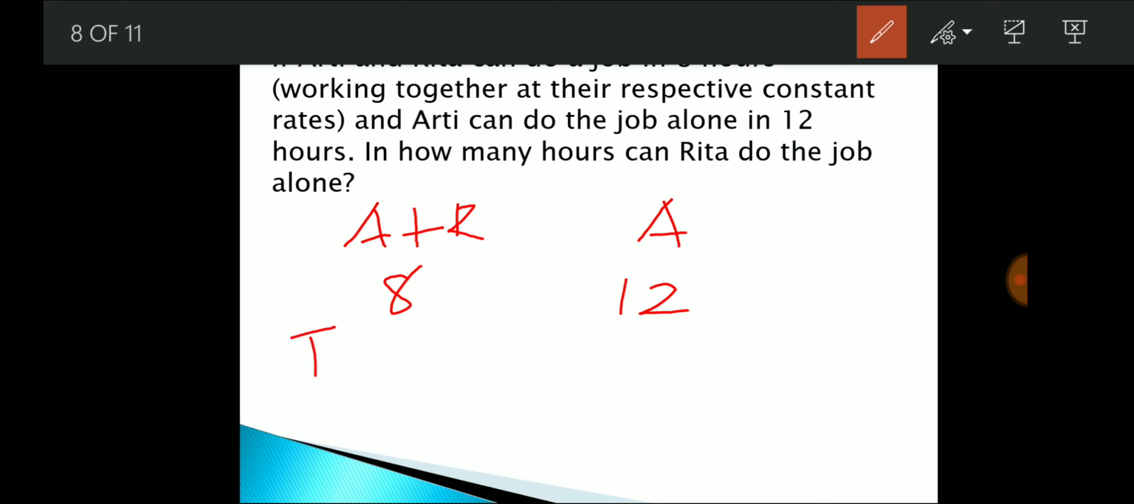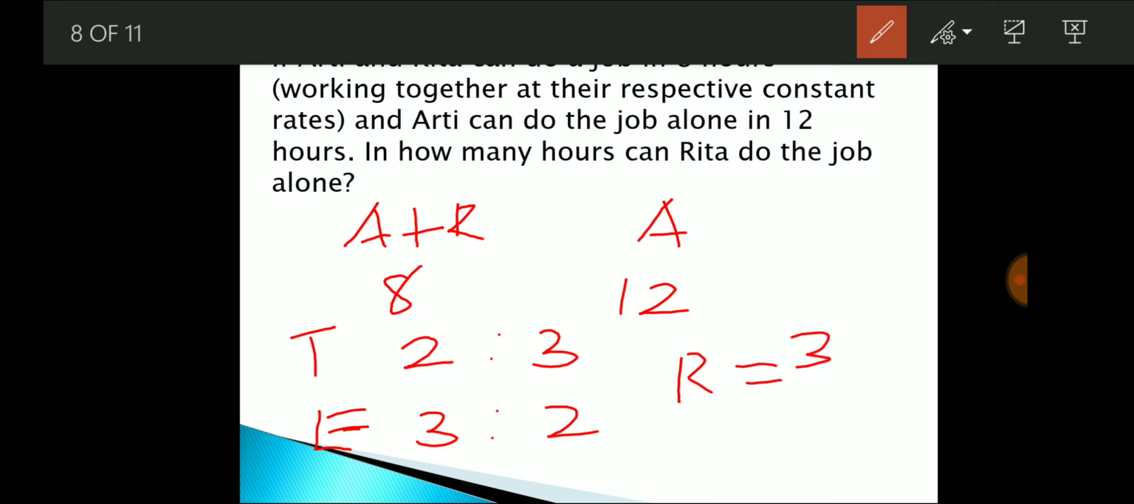So the time taken here is in the ratio 2 is to 3. Arti plus Rita, the time taken is 2 is to 3. And efficiency would be 3 is to 2. Then the question is, how many hours can Rita do the job? So we know Arti's efficiency is 2. Arti plus Rita is 3. Then Rita alone, the efficiency is going to be 3 minus 2, which is 1 as the efficiency. If 1 is the efficiency, how many hours can Rita do the job?